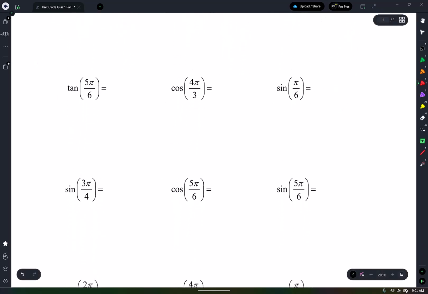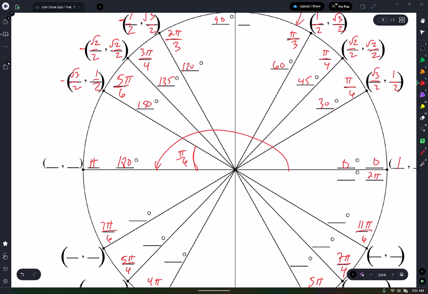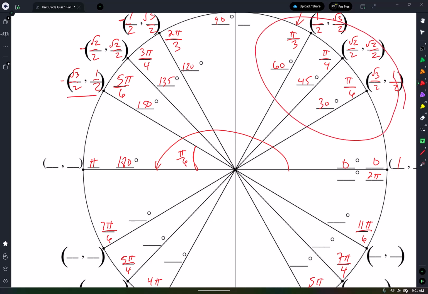Okay, tan 5 pi over 6. That's quadrant 2. Y divided by x. By the way, guys, at 5 pi over 6, your coordinate is negative square root of 3 over 2, comma, positive half. I know maybe right now you don't know it just yet, but all you got to do is focus on these. If you know that one at pi over 6, then at 5 pi over 6, the x is always negative. They're always the same. Well, the patterns. Does that make sense to you guys?